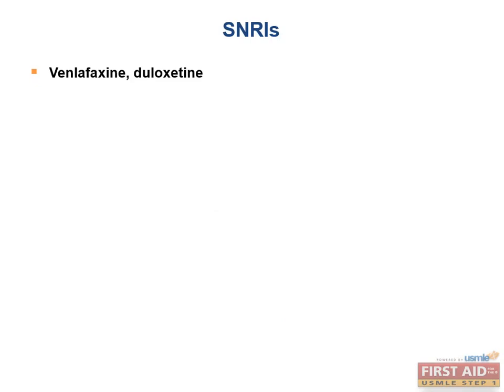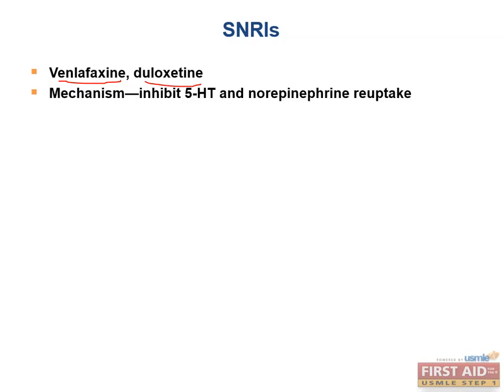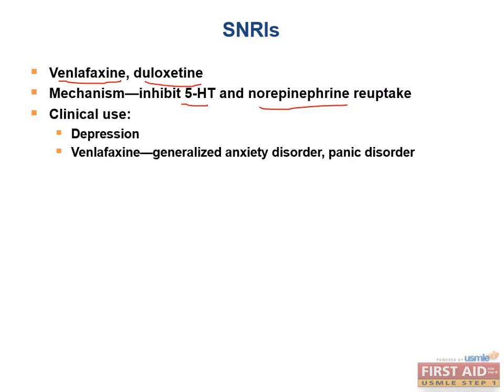SNRIs are a newer class of drugs, and the two common ones on the market are venlafaxine and duloxetine. It's important to note for SNRIs that they actually inhibit the reuptake of both serotonin and norepinephrine. Their clinical uses are primarily for depression, but venlafaxine can also be used for patients with generalized anxiety disorder and panic disorder. And duloxetine can also be used for patients with diabetic peripheral neuropathy.